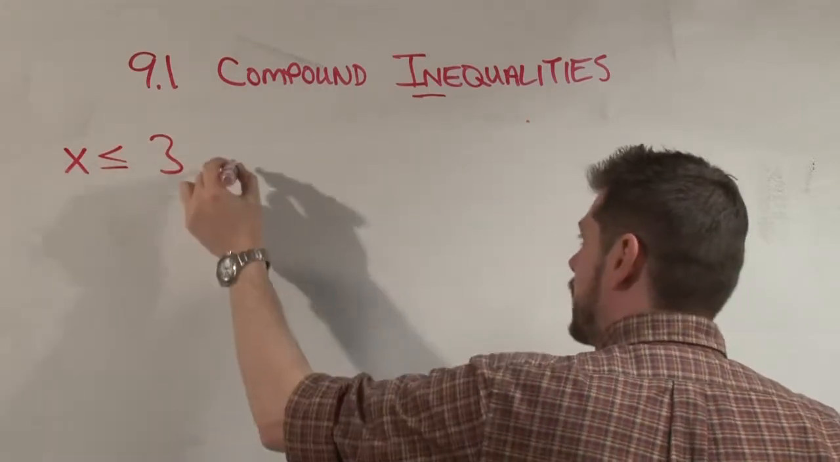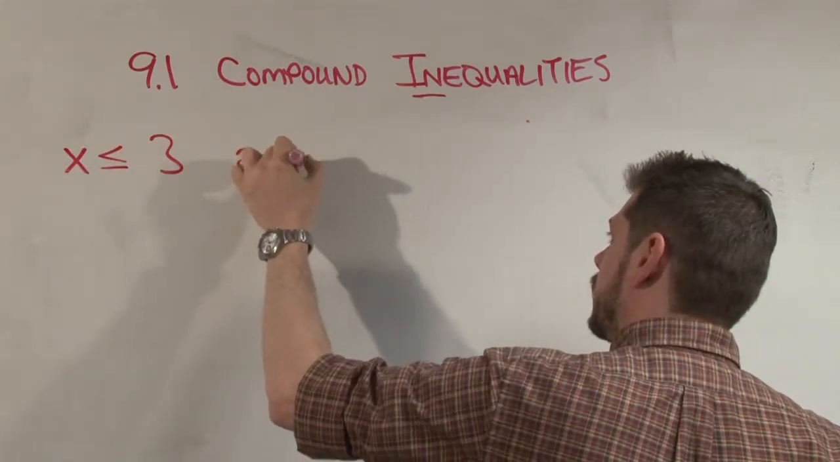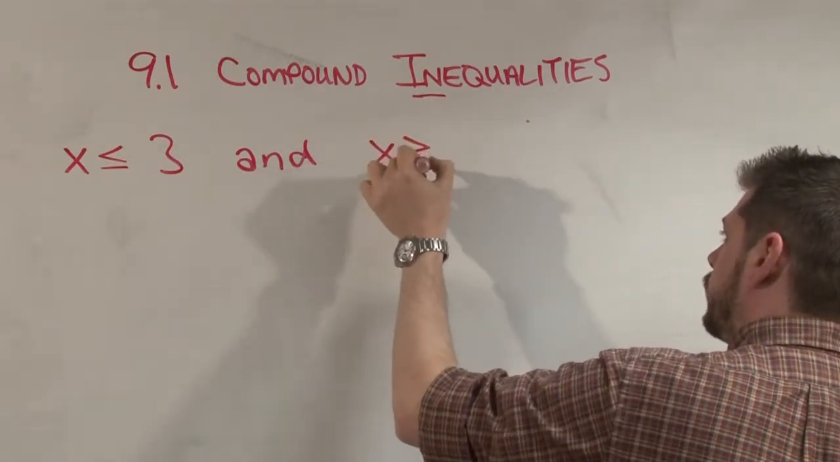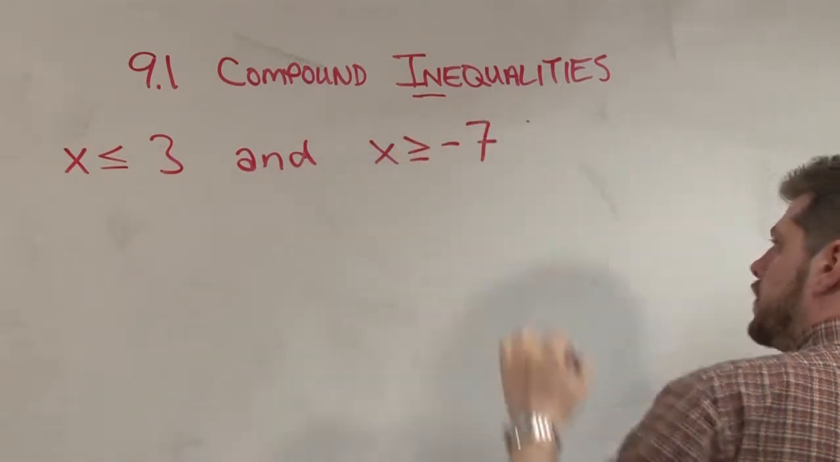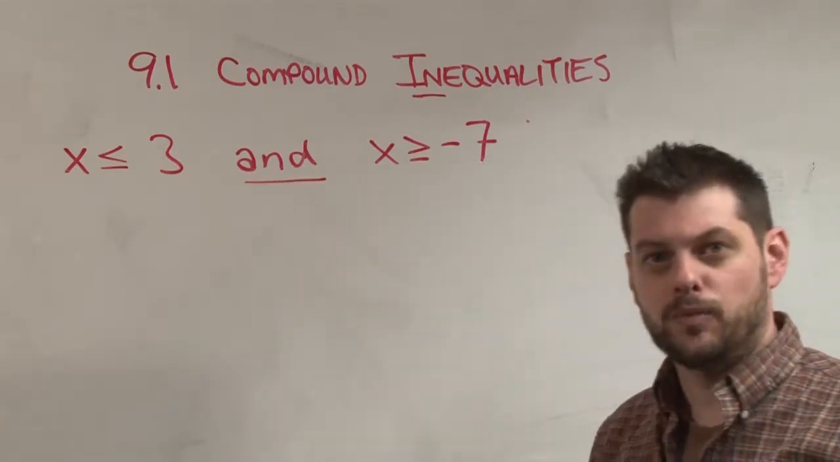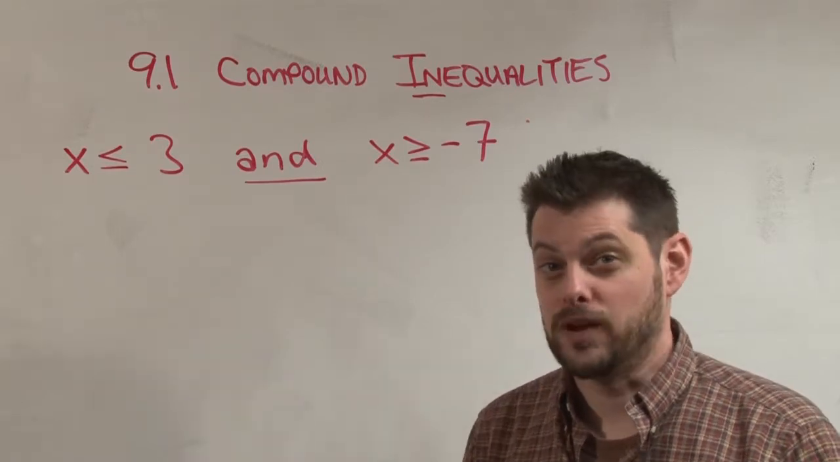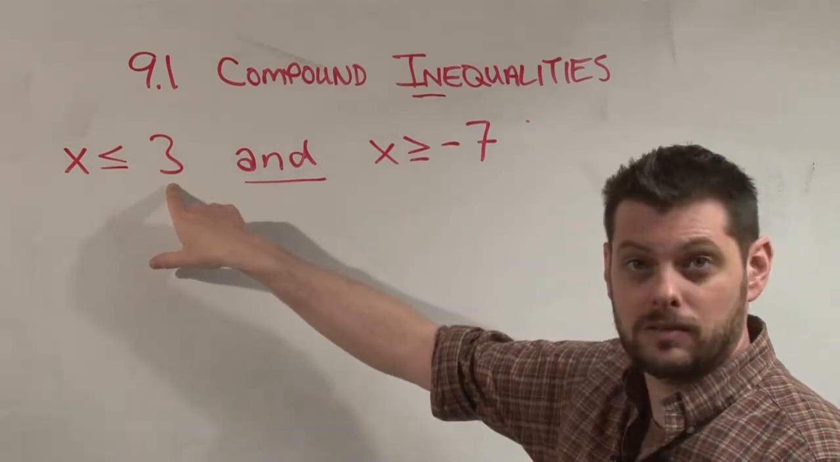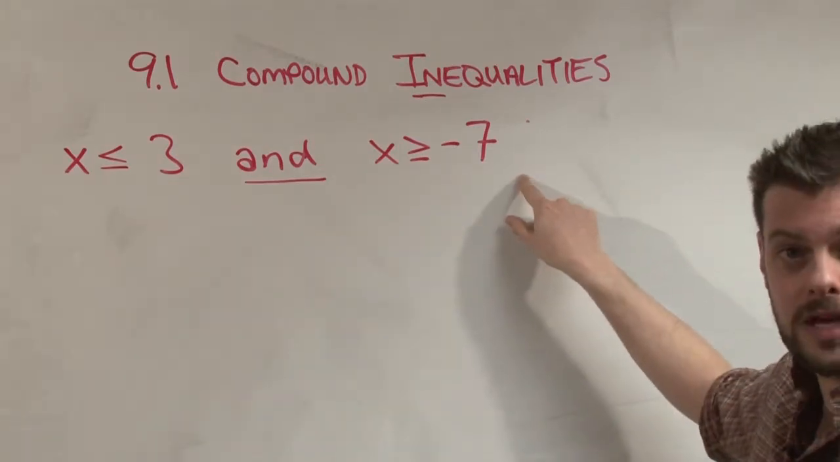And then I'm going to say, and x is greater than or equal to -7. I have the key word here, and. So what I'm really describing is a group of numbers that are less than 3 and greater than -7.